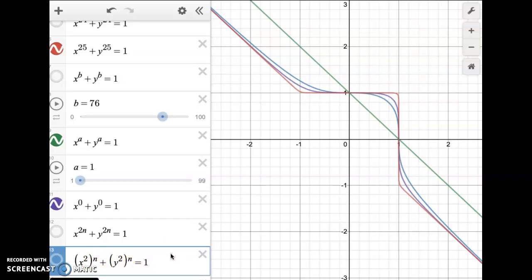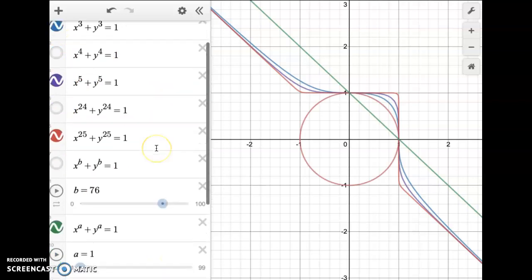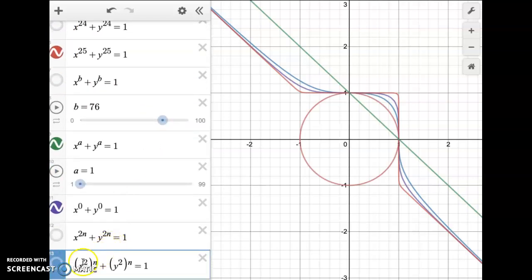If you notice, this x squared plus y squared equals 1 was our original equation for the circle. So this shows us that the equations with even exponents are just taking this equation of the circle and raising it to a power of n.